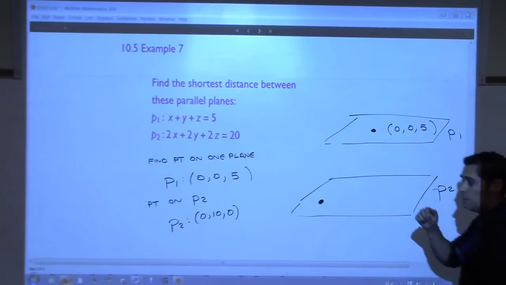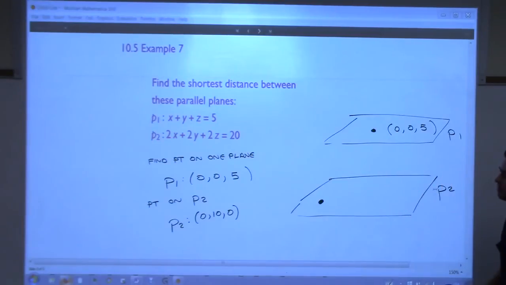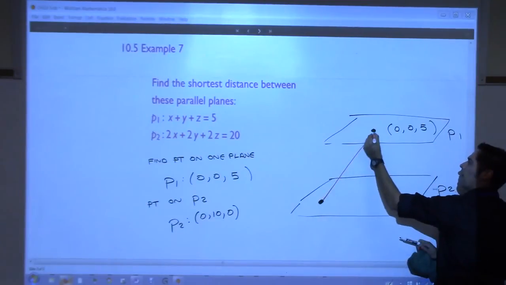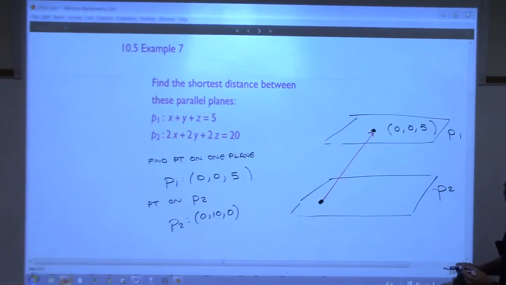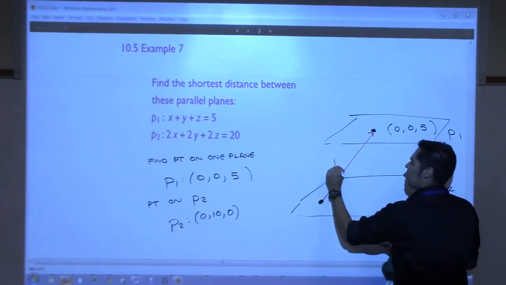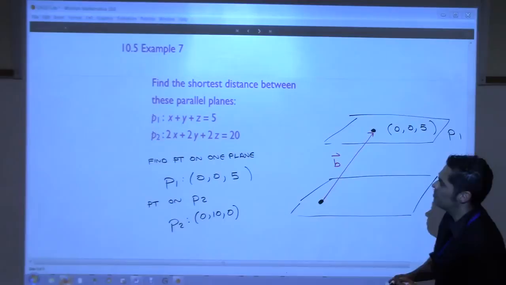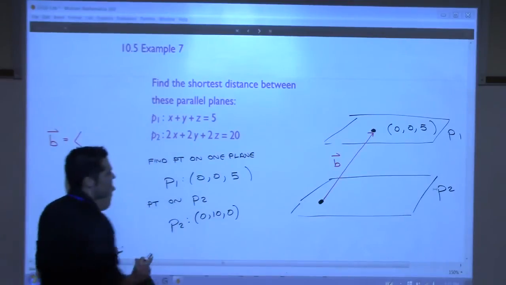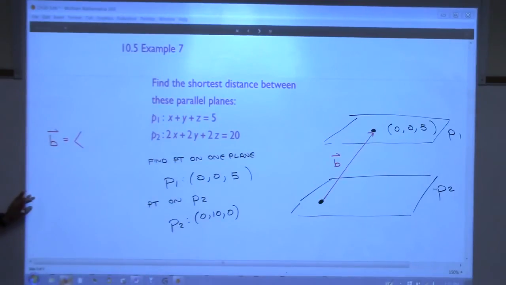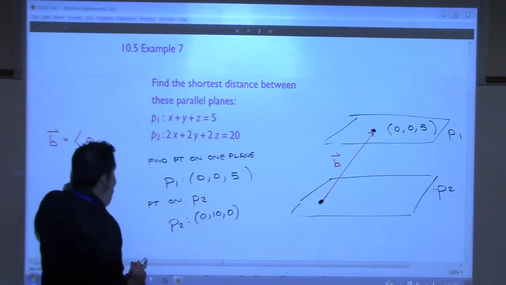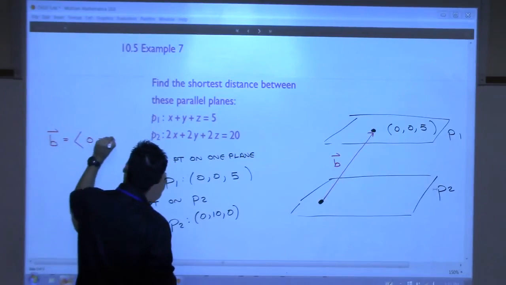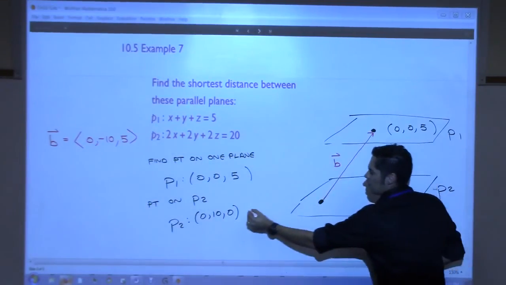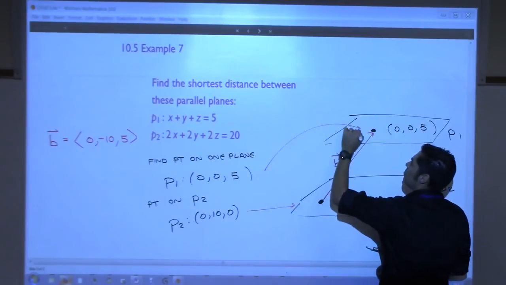Any point. Yep. That's the beauty of it, because the next thing we do now is we draw a vector that goes from here to here, right? And that vector we call B. This will be B. So let's go ahead and find what B is, and I'll put it over here. B is the vector 0, -10, and 5. So remember, we're going from this point, which was this one, to this one.